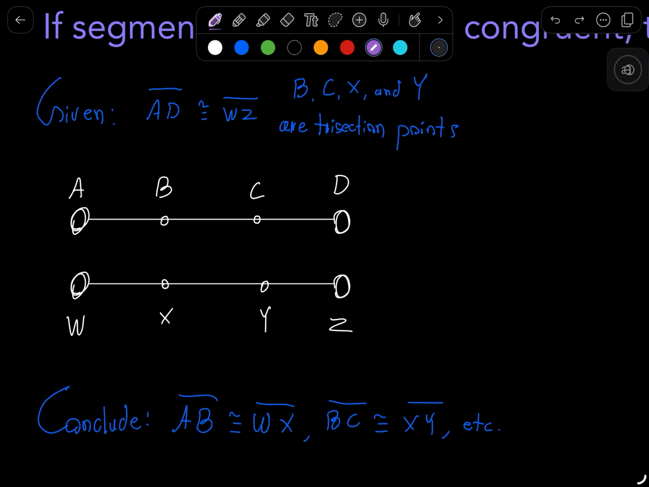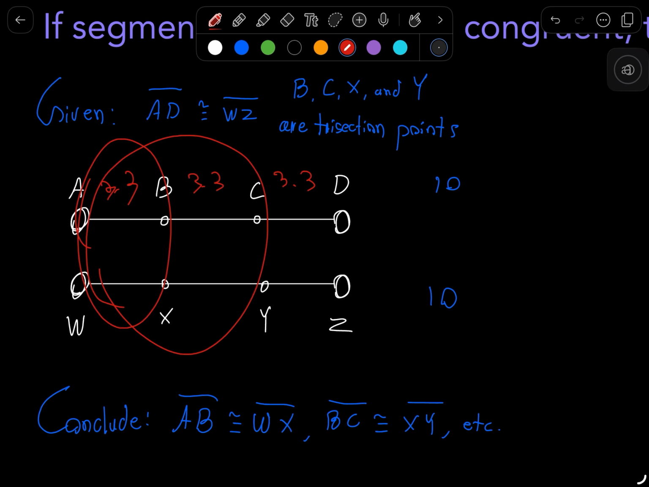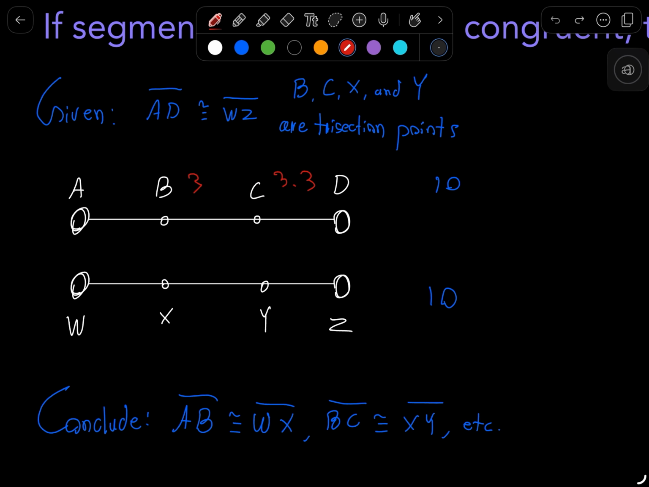Let's say that AD was like 10, and so was WZ, right? And these are trisection points. So if you divide by 3, well, this would be like 3.3, right? These will all be around 3.3. Same thing for these ones. So therefore, of course, these would have to be equal, these would have to be equal, right? So once again, same thing as multiplication, just in reverse.